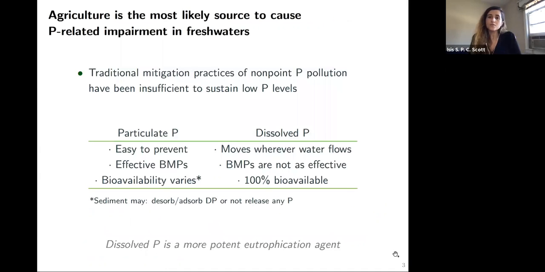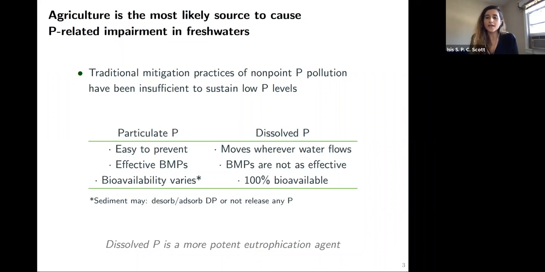We know that in many watersheds, agriculture is the main source of phosphorus. And we also know that traditional mitigation practices of non-point phosphorus pollution have been somewhat insufficient to sustain low phosphorus levels in water systems. And one of the reasons for that is because those traditional mitigation practices, they are much more focused on particulate phosphorus. And this is the phosphorus pool that is transported with sediments. And it's easier to prevent. These BMPs or best management practices are effective.